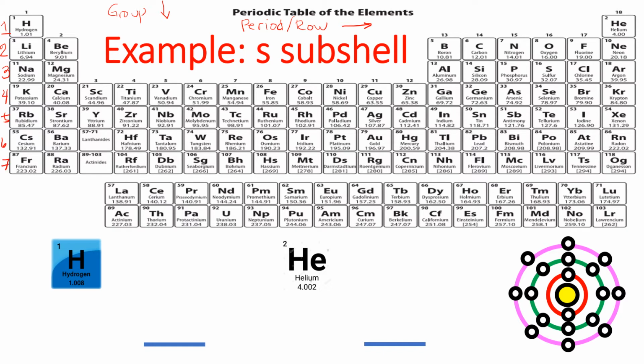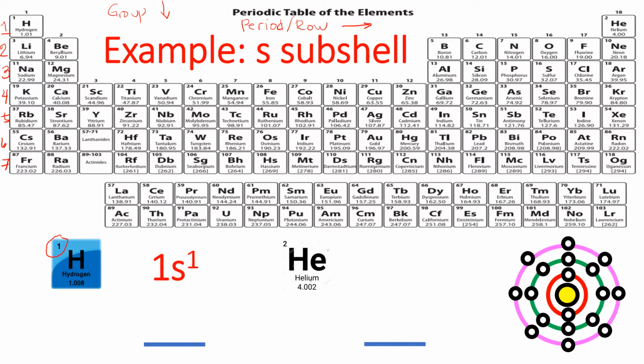Now, let's look at how to use this electron configuration. Let's begin first with your hydrogen element. Hydrogen has an atomic number of 1, meaning it has 1 proton and 1 electron. So how do we write it? We begin by writing it this way.